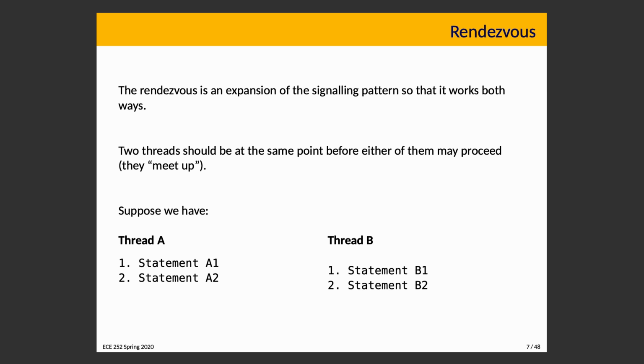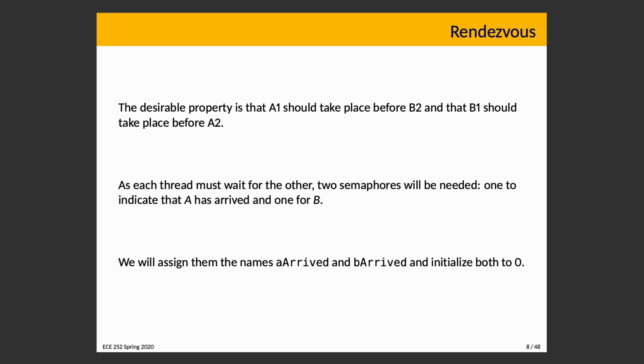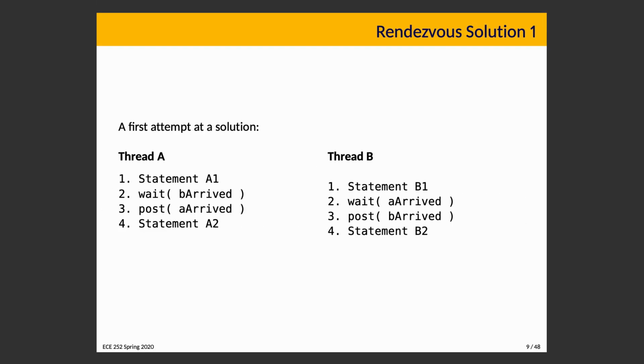Okay, so 2 semaphores will be needed to make this happen. One to indicate that A has reached the rendezvous point, and one for B, indicating that B has reached the rendezvous point as well. And so we will create our semaphores, and we will initialize both of them to 0. Again, if you choose the wrong value, you do not get the correct behavior.